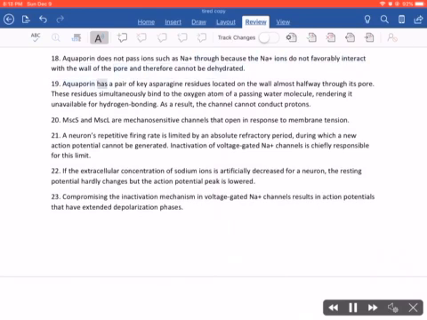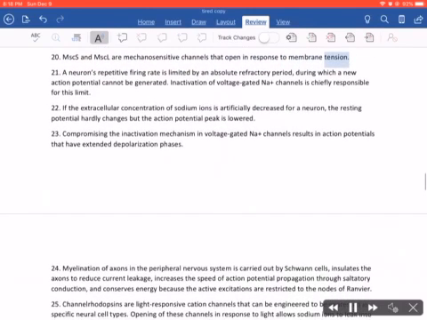19. A aquaporin has a pair of key asparagine residues located on the wall almost halfway through its pore. These residues simultaneously bind to the oxygen atom of a passing water molecule, rendering it unavailable for hydrogen bonding. As a result, the channel cannot conduct protons. 20. MscS and MscL are mechanosensitive channels that open in response to membrane tension.